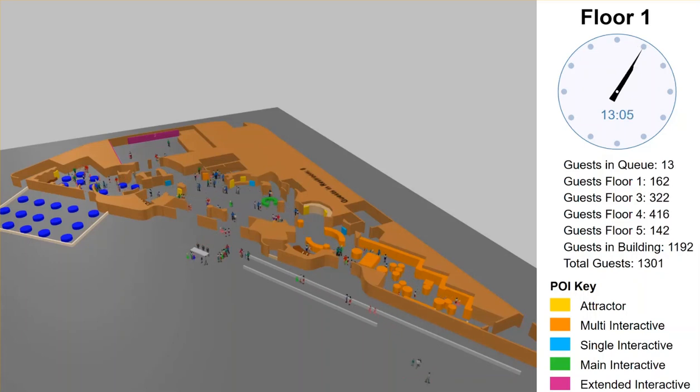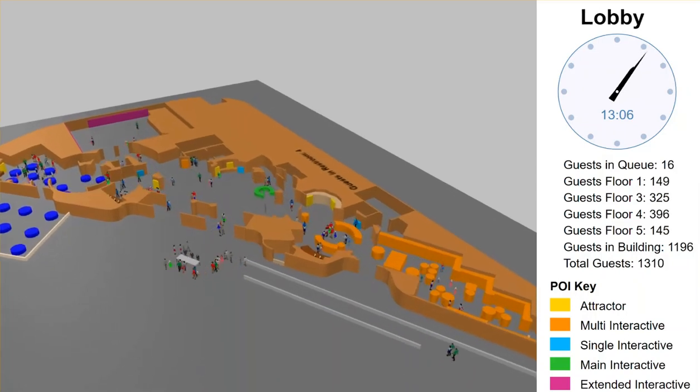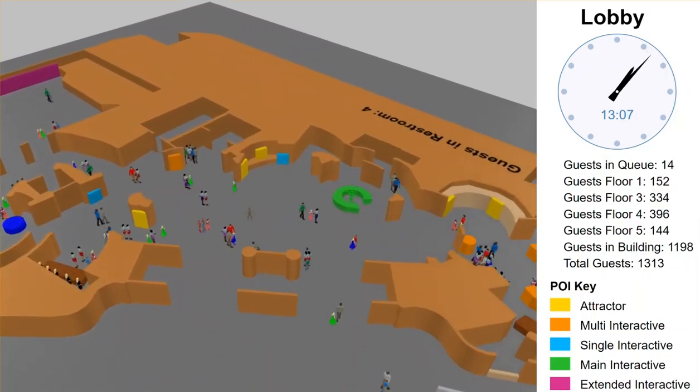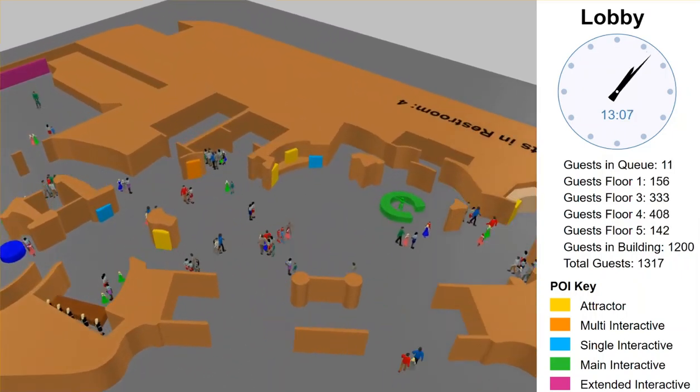Guests enter a queue outside to go through security. They then enter the building where their ticket is scanned. Once in the building, guests can start experiencing what the attraction has to offer. They also have access to a retail location at the right and a cafe on the left.